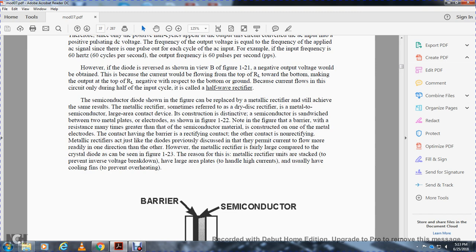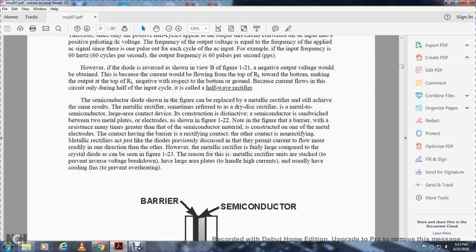Note in the figure that the barrier resistance is many times greater in the semiconductor material constructed with one metal electrode, which makes a heavy rectifying barrier contact, while the other contact is non-rectifying. Metallic rectifiers act like the diode previously discussed: current flows more readily in one direction than the other.